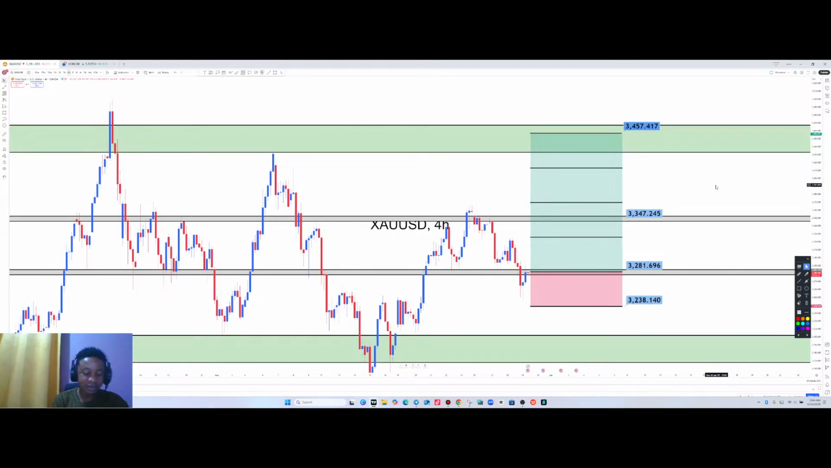I always tell people that it's not about the size of the stop loss, it's about the size of the risk that you are going to enter. You get it? Stop loss can even be 10 pips and you can still enter and blow your account. It doesn't matter, it's about the risk. All right, so we have the stop loss at 3238.140. So that's it. I'm done with mine. So let me just enter.